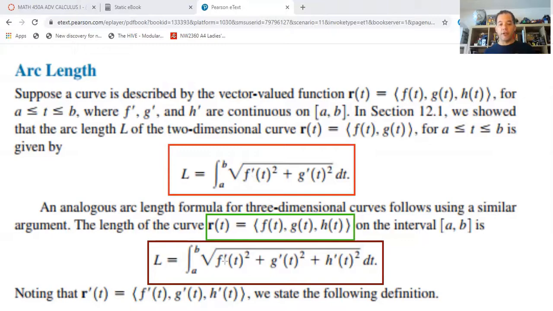So the square of the derivative of f, the square of the derivative of g, and the square of the derivative of h. All right. So that's our definition, and we'll use it to figure out a few examples.